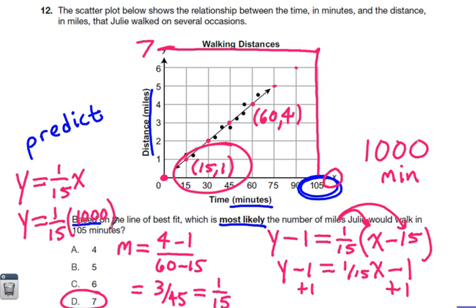And so, 1/15, I'm doing my calculator now, that would be about 66.6666, 66 2/3 miles. So that would have been the answer, how many miles for 1,000 minutes. And you can do that by plugging in that value for x. Okay? And that's it.